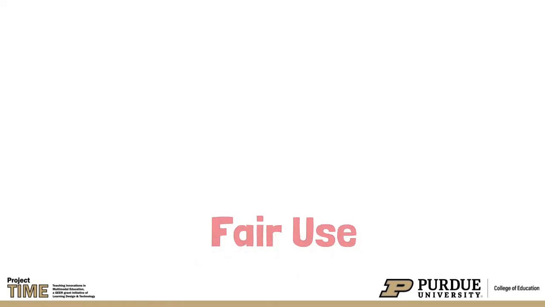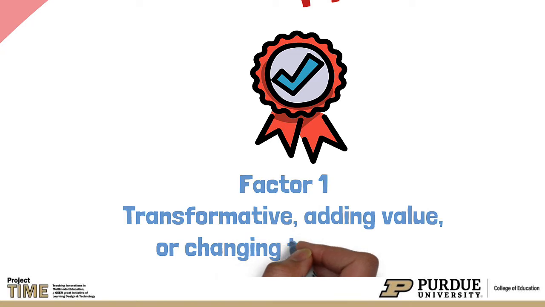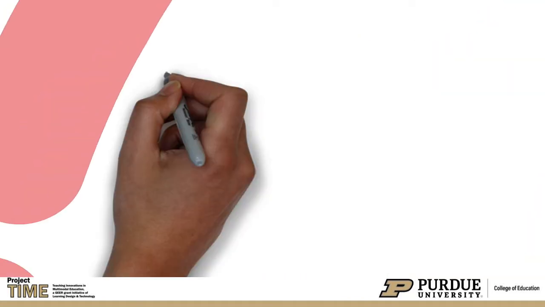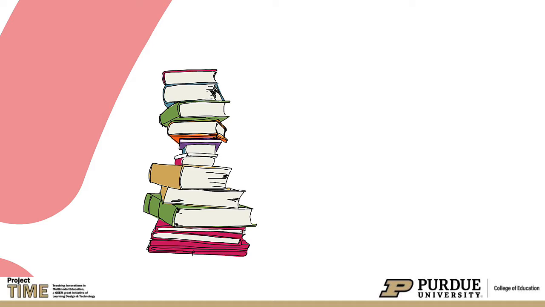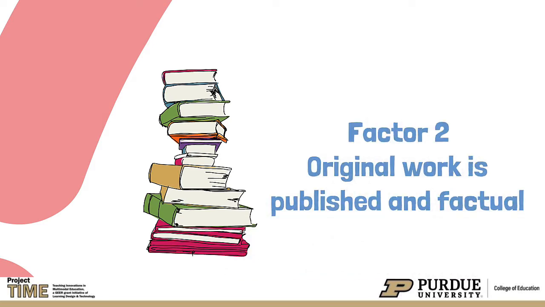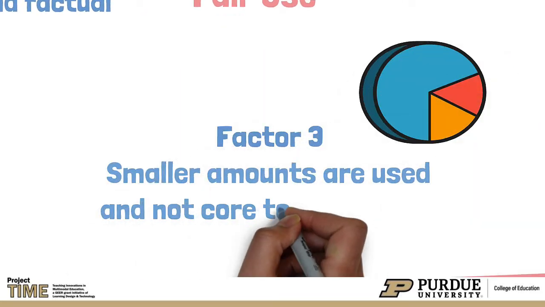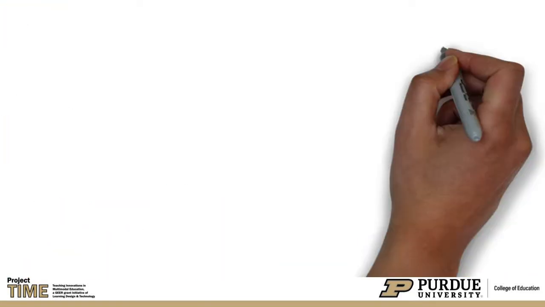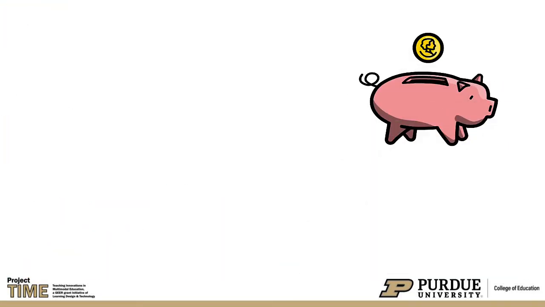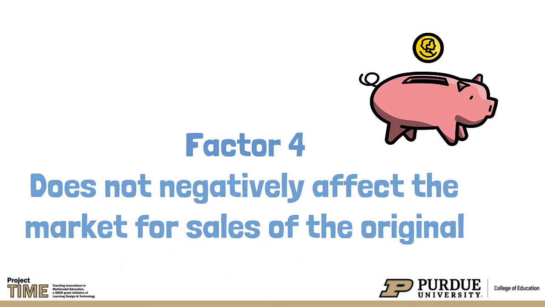In weighing these factors, a use is more likely to be considered fair use if the purpose and character of the use is transformative, adds value, or otherwise changes the original in some way. It is more likely to be considered fair use if the original work is published rather than unpublished and is factual rather than fictional. It is more likely to be considered fair use if only small amounts, not core to the original, are used. Finally, a use is more likely to be judged fair use if it does not negatively affect the market for sales of the original.